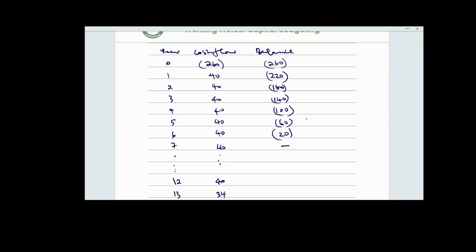In this case, I would say payback period equals how many years have I recovered? I've recovered 1, 2, 3, 4, 5, 6. I would then say 6 plus the outstanding balance, which is 20, over the next cash inflow of 40. That will give you the same thing as 6.5 years. You can't be doing this on the day of your exam.